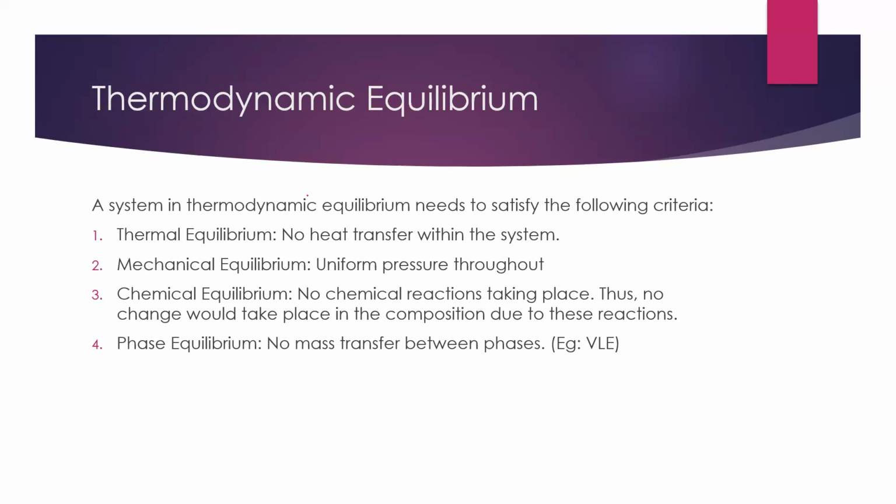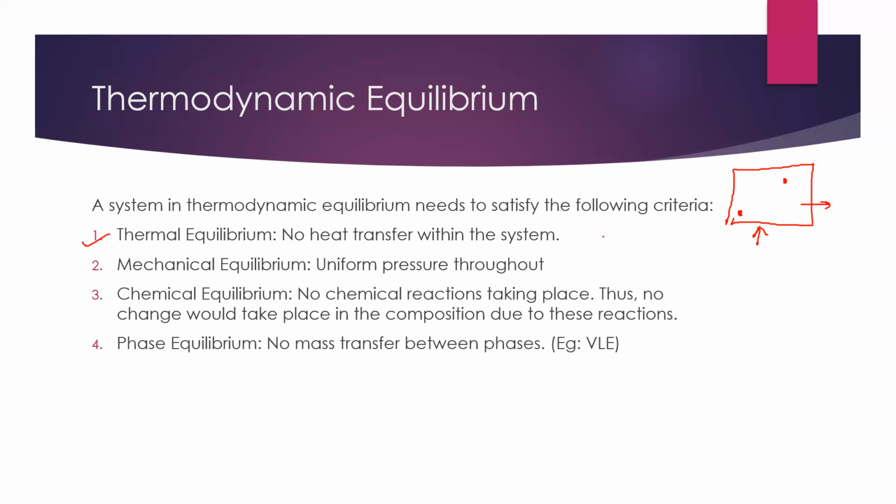So a system in thermodynamic equilibrium needs to satisfy the following criteria. First, thermal equilibrium. That means no heat should be transferred within the system or from the system to the external surroundings or to the system, right? Heat transfer should not take place. So if this is your system, then no heat should be transferred from, let's say, this point to this point, or into or out of the system. So in that case, it is considered to be under thermal equilibrium.